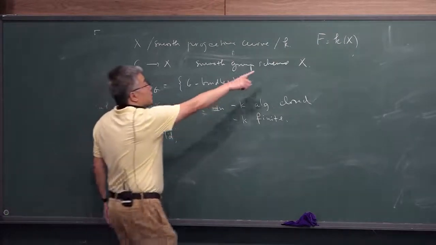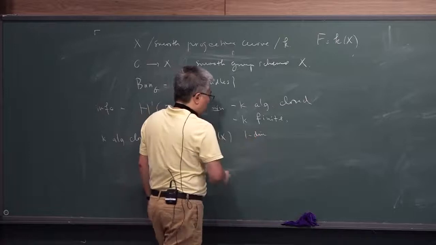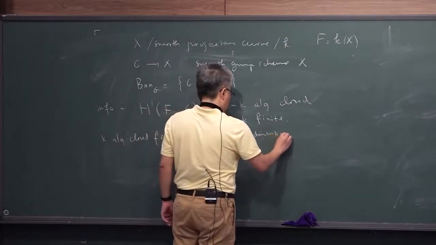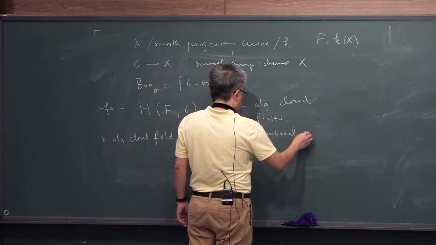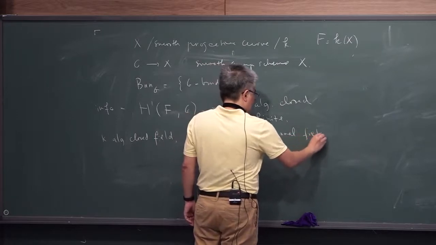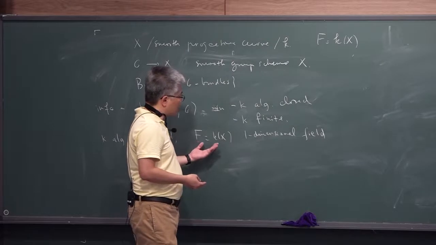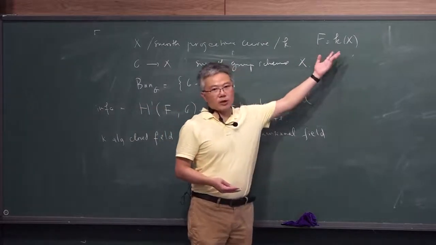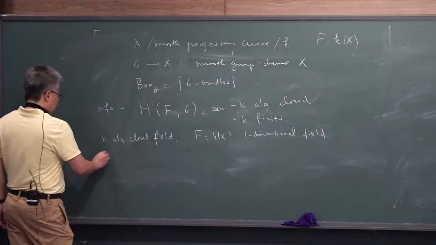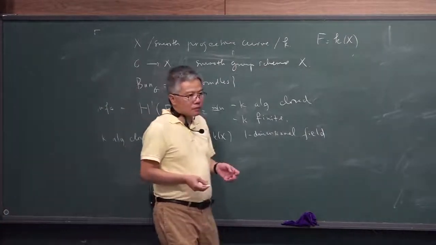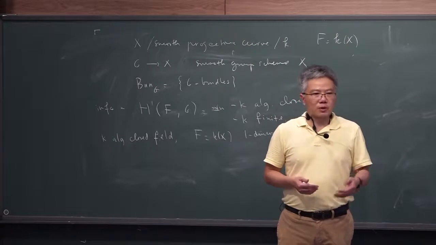Then this field F, the function field K of X, has cohomological dimension one. I am not going to explain what you mean by this today or tomorrow, but the intuition is clear. It is the function field of the curve, a one-dimensional field. And in this case, Galois homology theory is shaped by two conjectures, conjecture one and conjecture two of Serre.